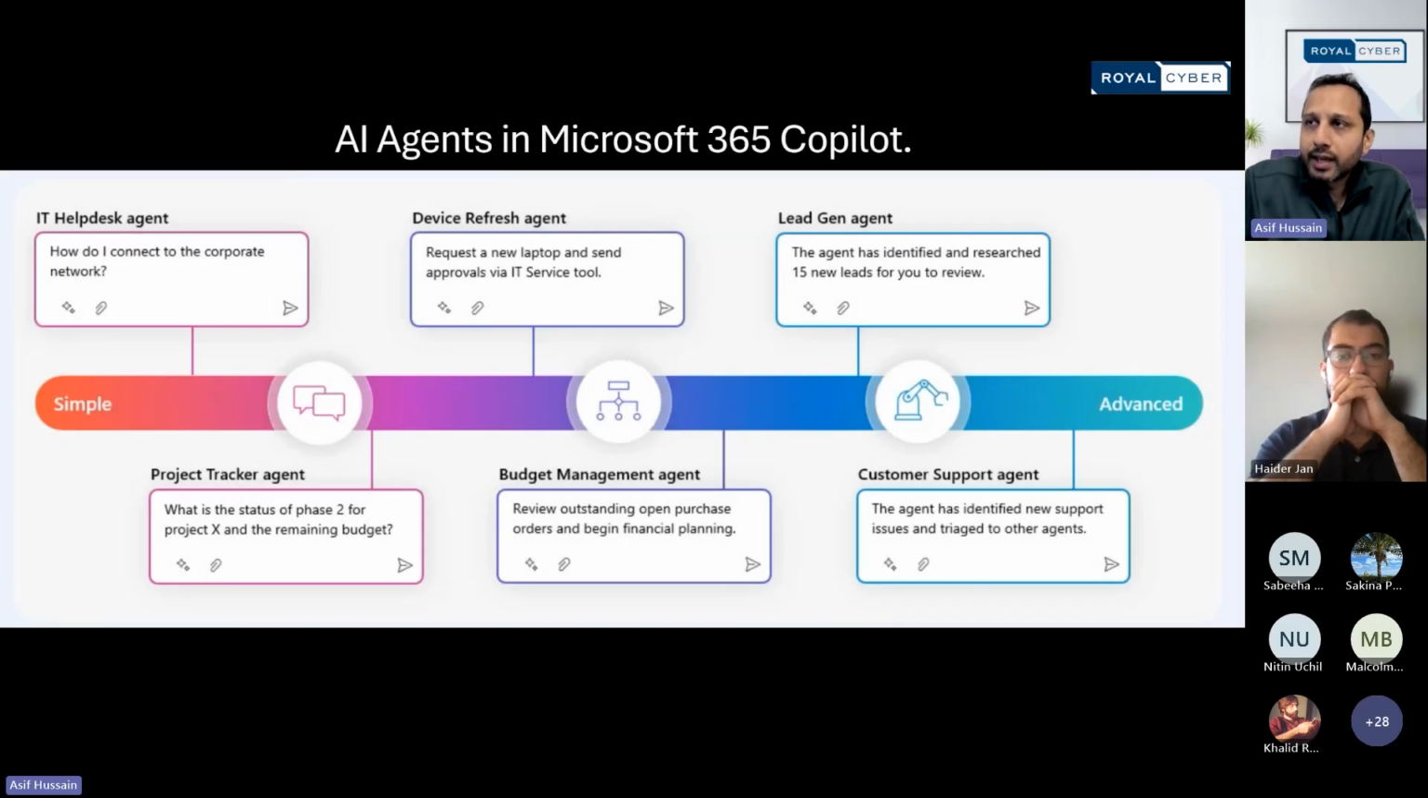Your AI agent adoption is a journey. You can start with simple agents, and one example is here, the IT help desk agent, and you can move forward towards more complex and advanced agents like a customer support agent. Here you can see.